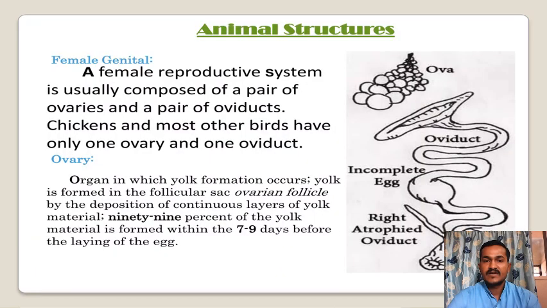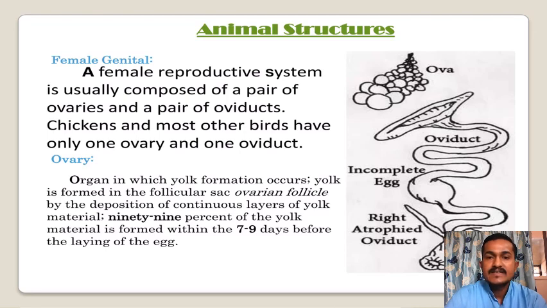Now the next one is the whole description about the female reproductive system. This one is the ova, or ovary. Clear? And this is the part that is known as the oviduct. Basically, the female genital system, the female reproductive system, is usually composed of a pair of ovaries and a pair of oviducts. And chickens and most other birds have only one ovary and one oviduct. Clear it? In a matured chicken, how many ovaries and oviducts? Only one ovary and one oviduct.